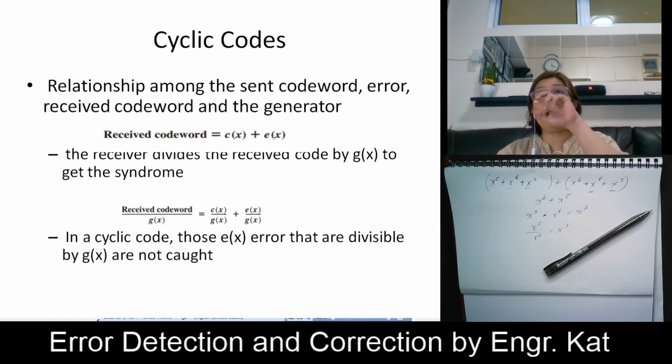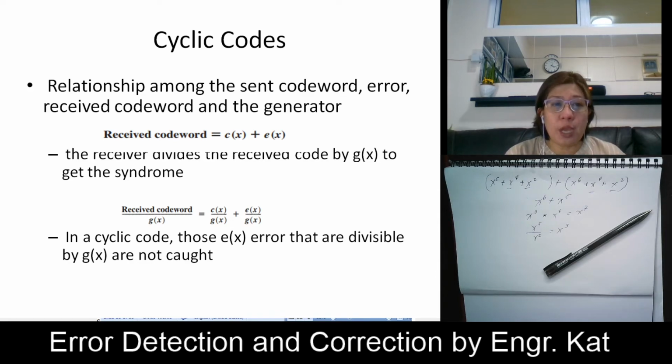So the receiver divides the received code word by G(X), or the generator, to get the syndrome. So the received code word divided by G(X) becomes C(X) divided by G(X) plus E(X) divided by G(X). In cyclic codes, those E(X) errors that are divisible by G(X) are not usually caught. The first term on the right, C(X) over G(X), has a remainder of 0. So the syndrome is actually the remainder of the second term on the right-hand side, E(X) divided by G(X). If this term does not have any remainder, that will give you a syndrome equivalent to 0.